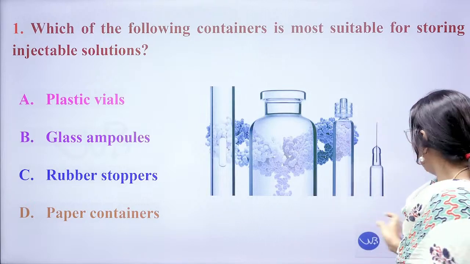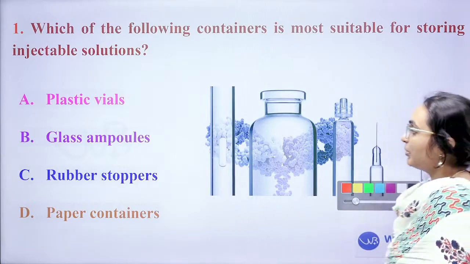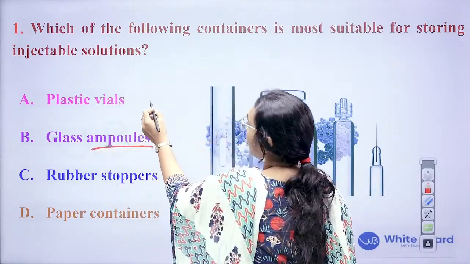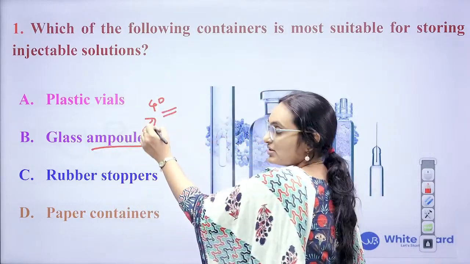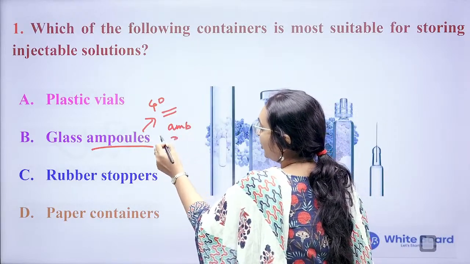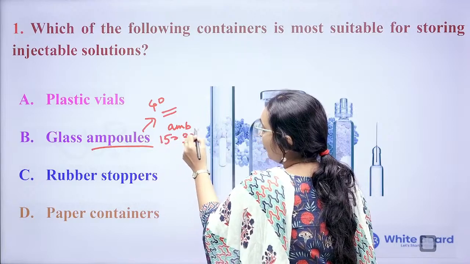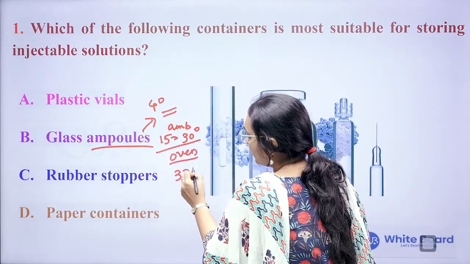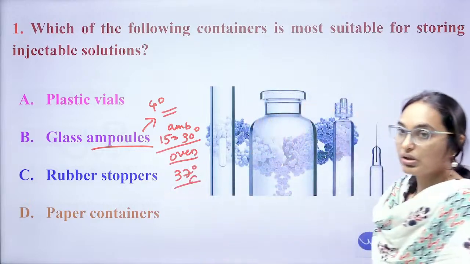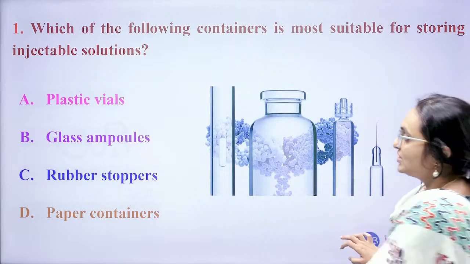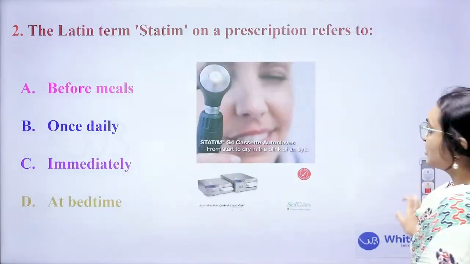Injectable solutions are best stored in glass ampoules. You can refrigerate at 4 degrees, or store at ambient temperature, 15 to 30 degrees, or at oven temperature, 37 degrees. So the best suitable container is glass ampoules. The option is B. Next question.